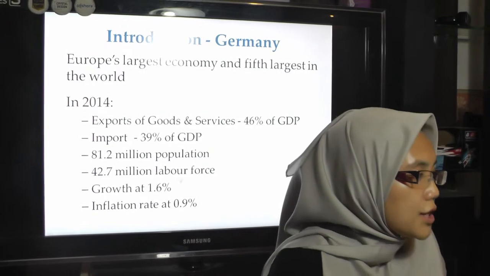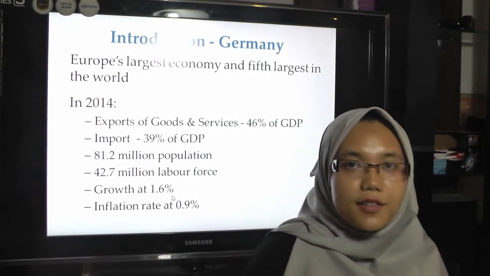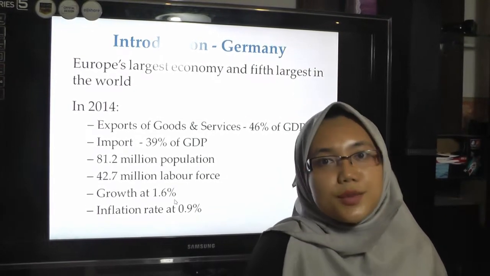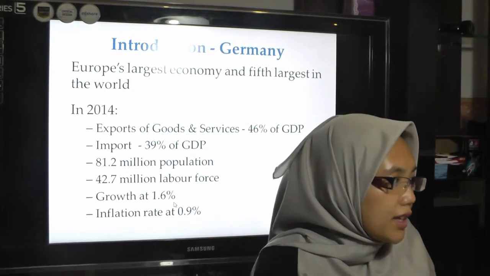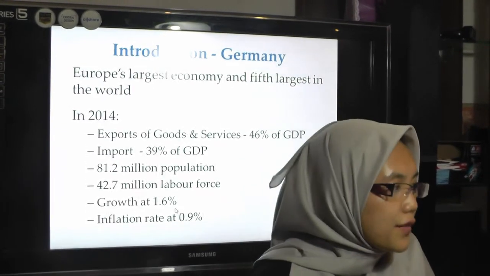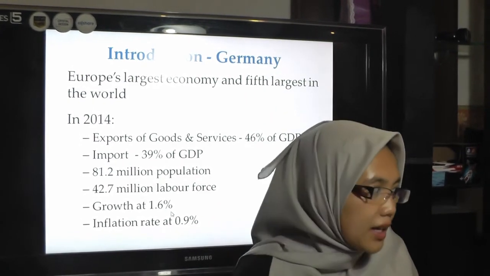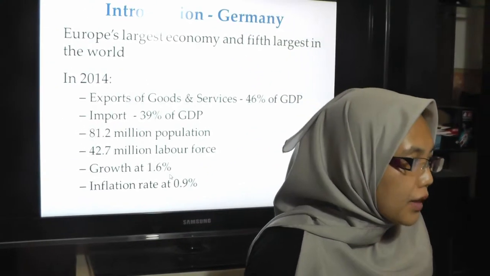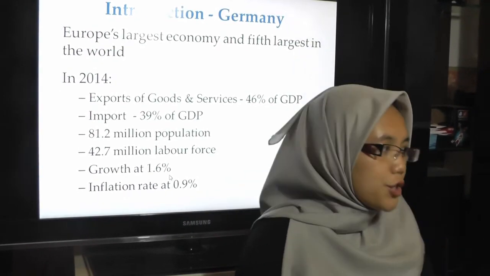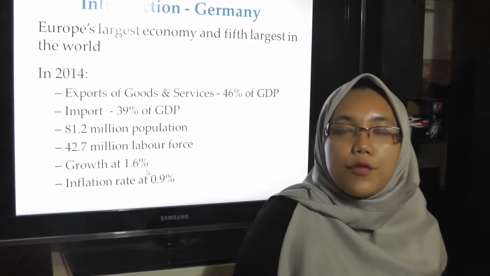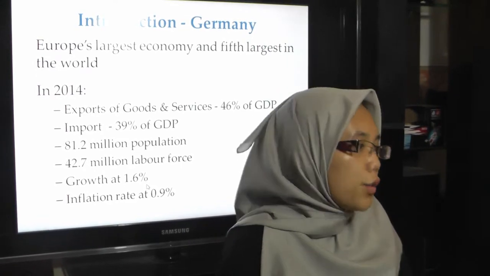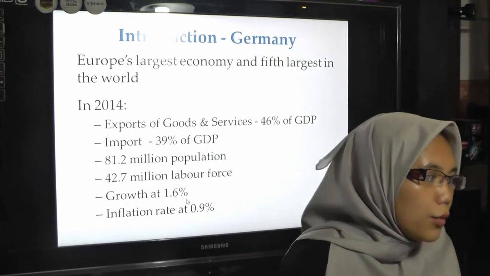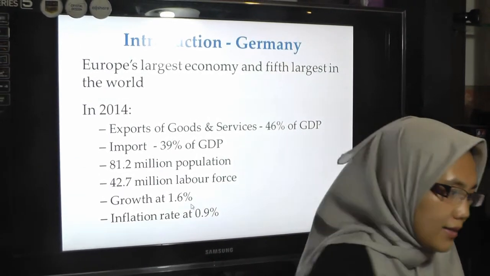Okay, so according to the Federal Statistical Office in Germany, we say it as Statistisches Bundesamt. In 2014, it says that the exports of goods and services accounted for 40% of the GDP. Meanwhile, imports are 39% of GDP. With 81.2 million population, Germany has around 42.7 million workforce. And the growth is at 1.6%. Meanwhile, inflation rate is at 0.9%.